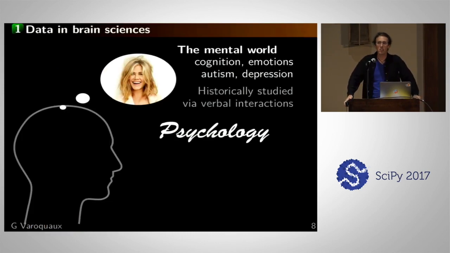So over the last few years, I've been interested in the impact of data on brain sciences. Brain sciences are interested, amongst other things, in our mental world. So things like cognition, emotion, or corresponding pathologies, autism, depression. This has been historically studied by verbal interactions, and this is basically psychology.